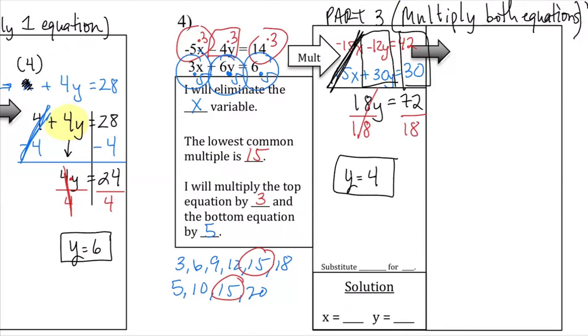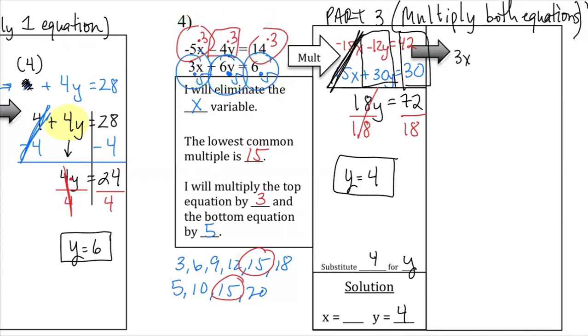y equals 4. So I'm going to substitute 4 for y. I used to not know what y was, but now I found out it is 4. Now we're going to pick an equation. Doesn't matter which one you pick. You can pick from these two or these two. I always pick from the original two because they're smaller, and I'm going to pick from the bottom one because it looks like they're all positive.